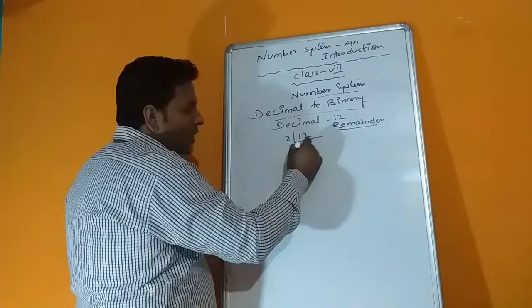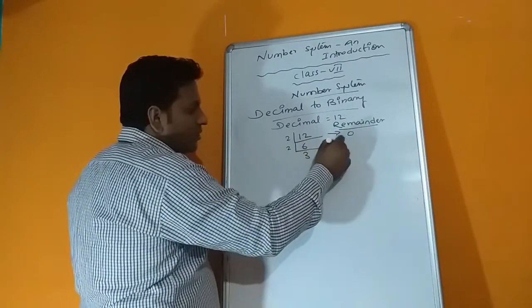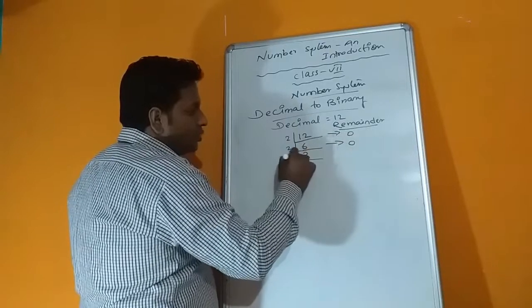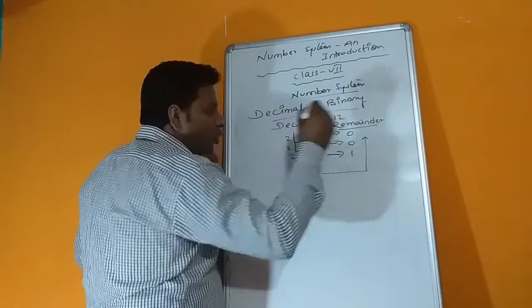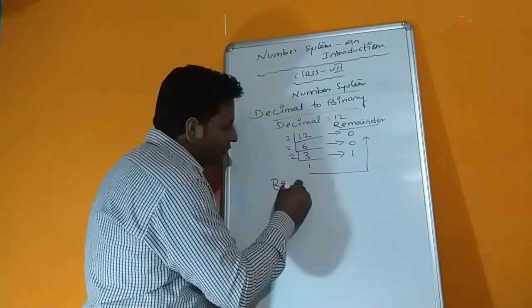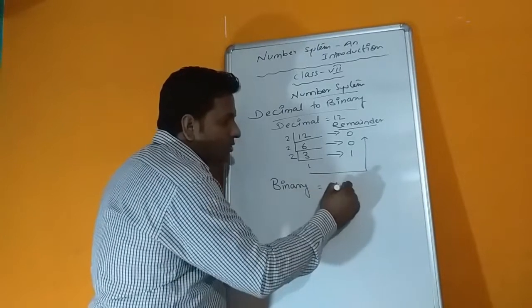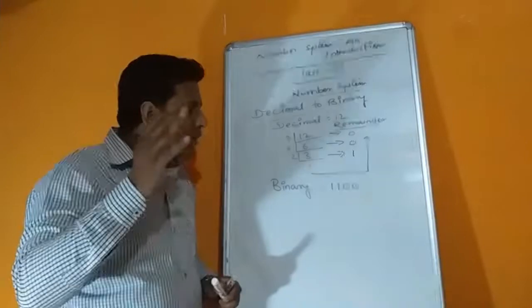So 2 6s are 12, remainder is 0. 2 3s are 6, again remainder is 0. 2 1s are 2, remainder is 1. And the arrow will be from down to up. So the binary of 12 is how much? 1 1 0 0. Binary means it contains the number either 1 or 0.